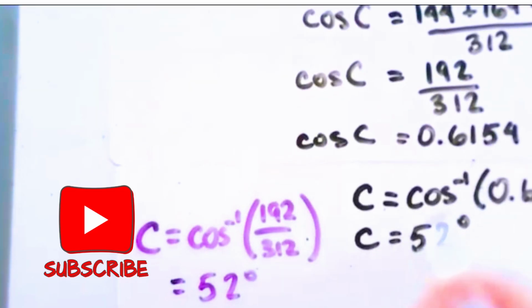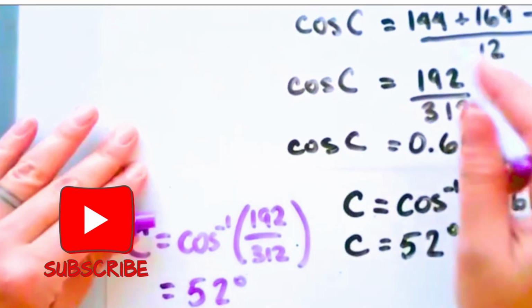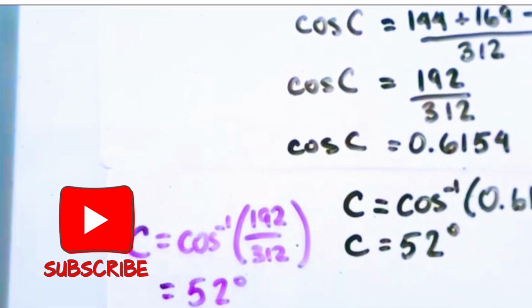Once you're a bit more comfortable, you can skip this whole decimal thing and go straight into writing cos inverse of 192 over 312. And let's see what we get. So again, the cos inverse of 192 over 312, close that bracket, and I get, again, 52 degrees. Okay, this is how it's done. This is how we use cosine law to find an angle.